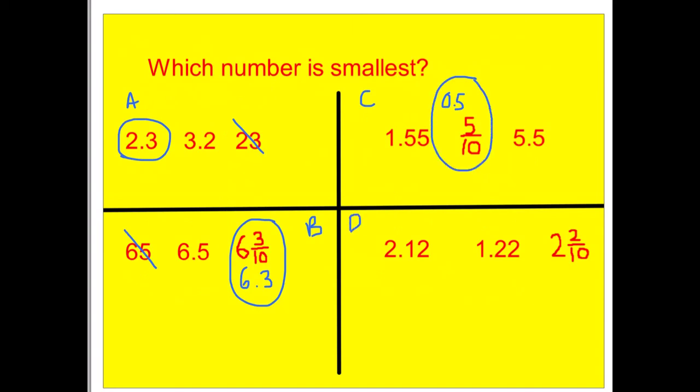And the last question, 2.12, 1.22 and 2 and 2/10. So 2 and 2/10 is 2.2. And then we can compare all of our decimals and we can see that 1.22 is the smallest.